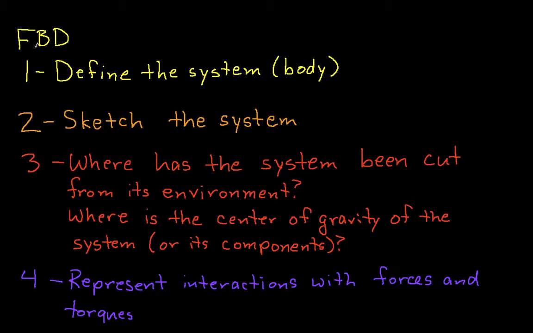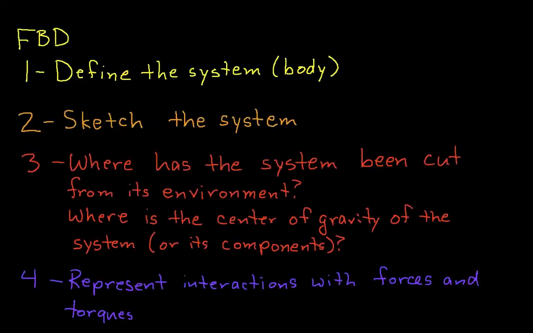If we go back to our sequence of instructions, the first thing is to define the system. And in this case, again, we'll assume that the system is just the cat. The second thing is to sketch the system. And again, I will just copy my picture of the cat because it's easier than redrawing it. The third thing is, where has the system been cut from its environment?